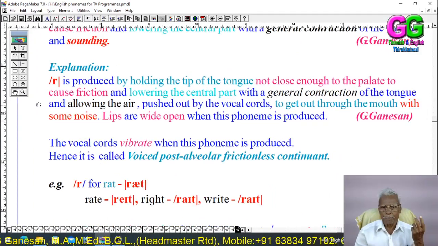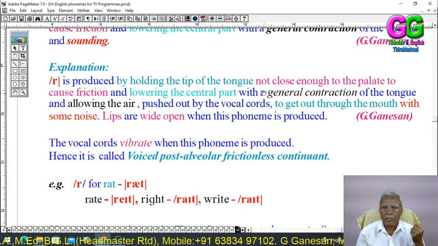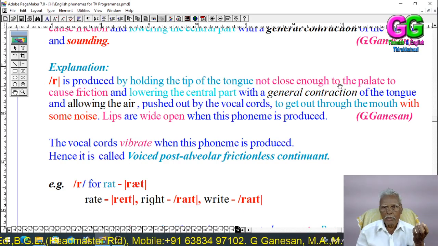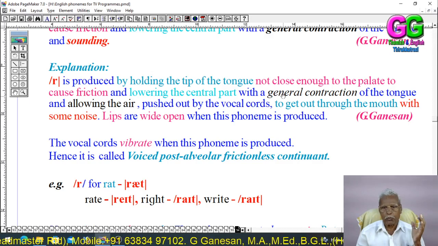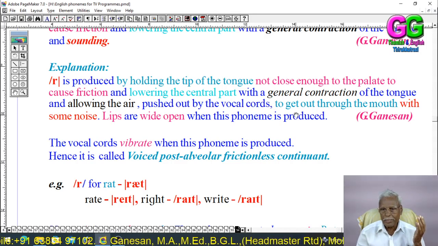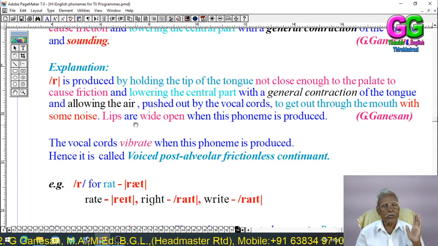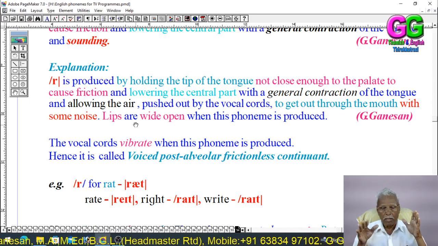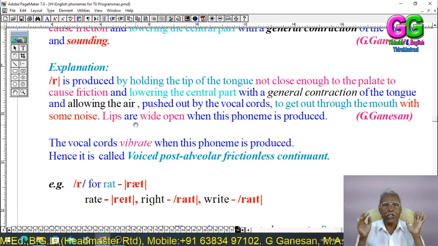Now let us see the explanation. R is produced by holding the tip of the tongue not close enough to the palate to cause friction, lowering the central part with the general contraction of the tongue, and allowing the air pushed out by the vocal cords to get out through the mouth with some noise. Lips are wide open when this phoneme is produced. But this is my explanation.